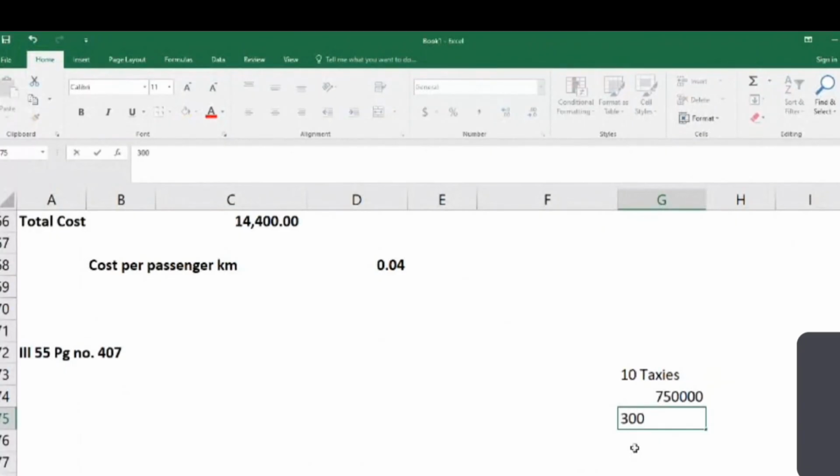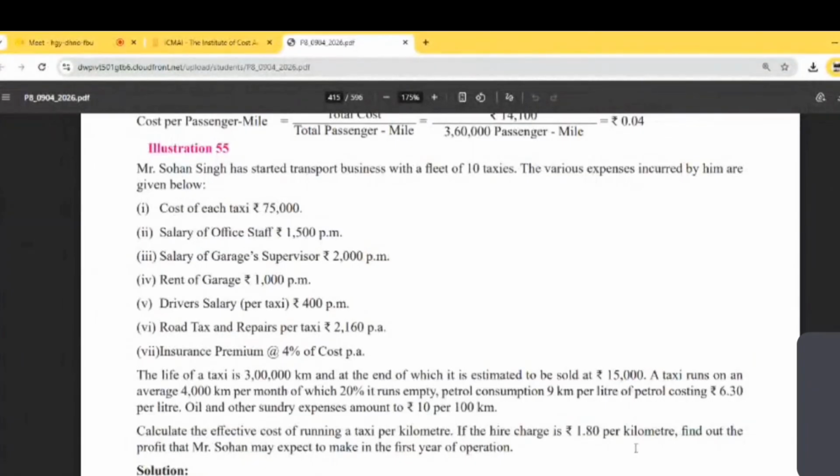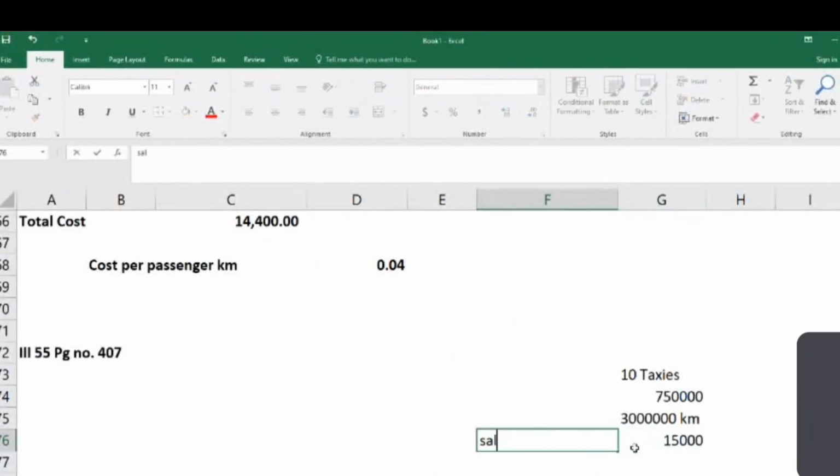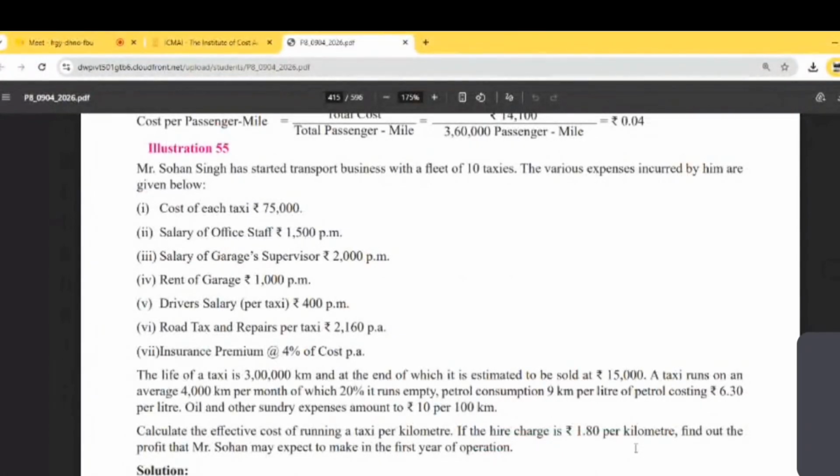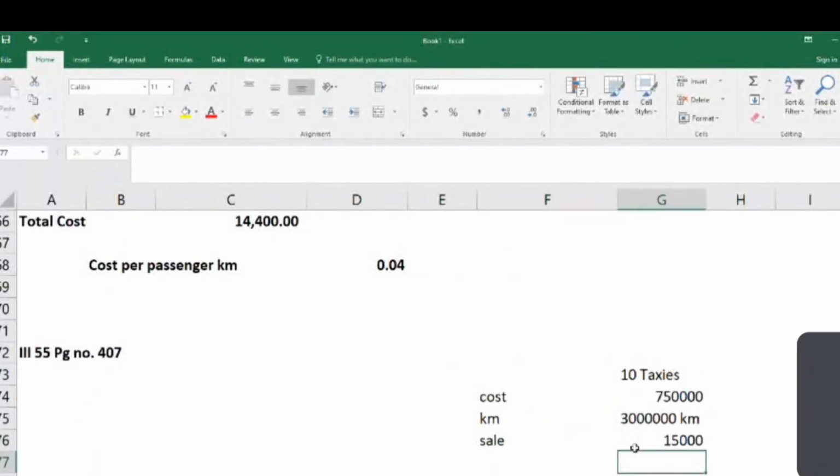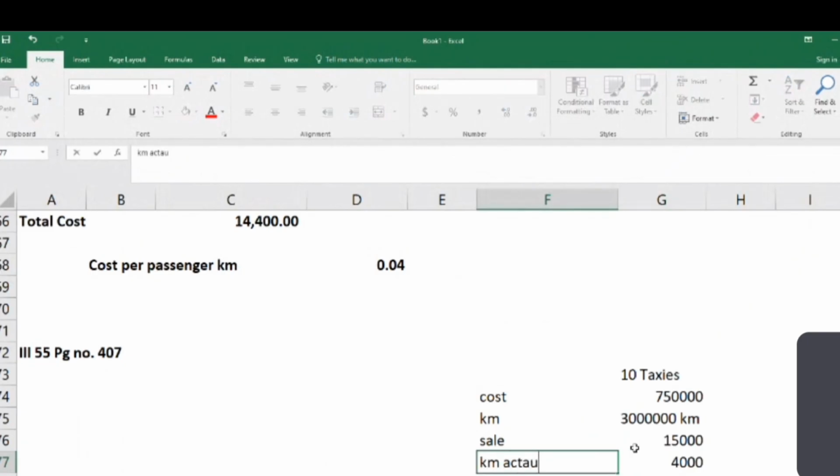It can run 3 lakh kilometers and the estimated sale value is 15,000. This is the sale value, this is your cost, and this is the estimated kilometers it can run. The taxi runs an average of 4,000 kilometers per month. These are the actual kilometers it is running.